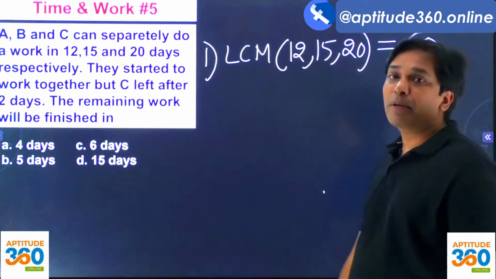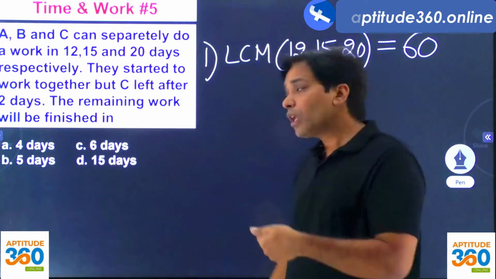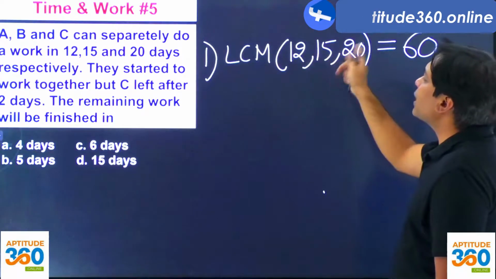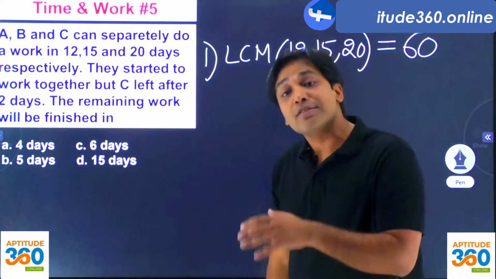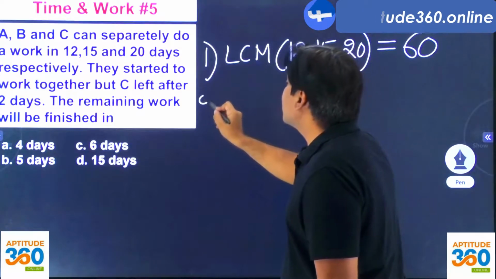LCM is going to be in the table of 20, so think in the table of the highest number. 20 के बाद क्या है? 40. 40 is not divisible by these two numbers. 60 it is divisible by 12 and 15 also, and hence 60 is the LCM. तो पेन उठाने की जरूरत होनी नहीं चाहिए वैसे आपको LCM निकालने के लिए.